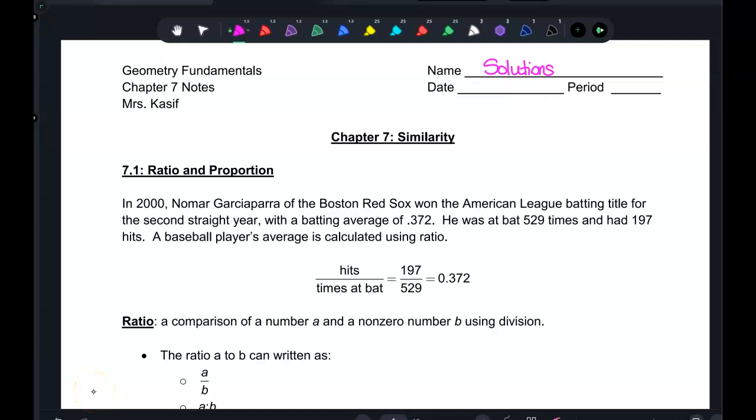Have for later, Jonah. Okay. Ratios and proportions. Woo! Okay. Can I? No. Can I choose? What? No, it's fine. It's fine.